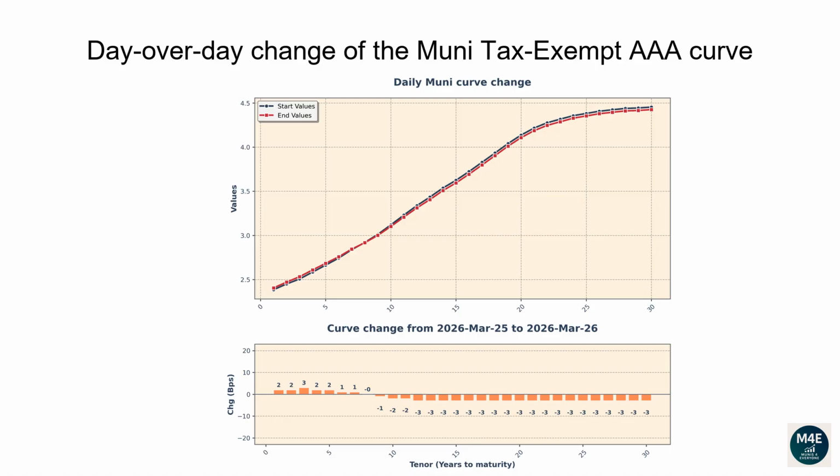The one-year tenor changed 2 basis points. The 2-year tenor changed 2 basis points. The 5-year tenor changed 2 basis points. The 10-year tenor changed -2 basis points. The 20-year tenor changed -3 basis points. The 30-year tenor changed -3 basis points.